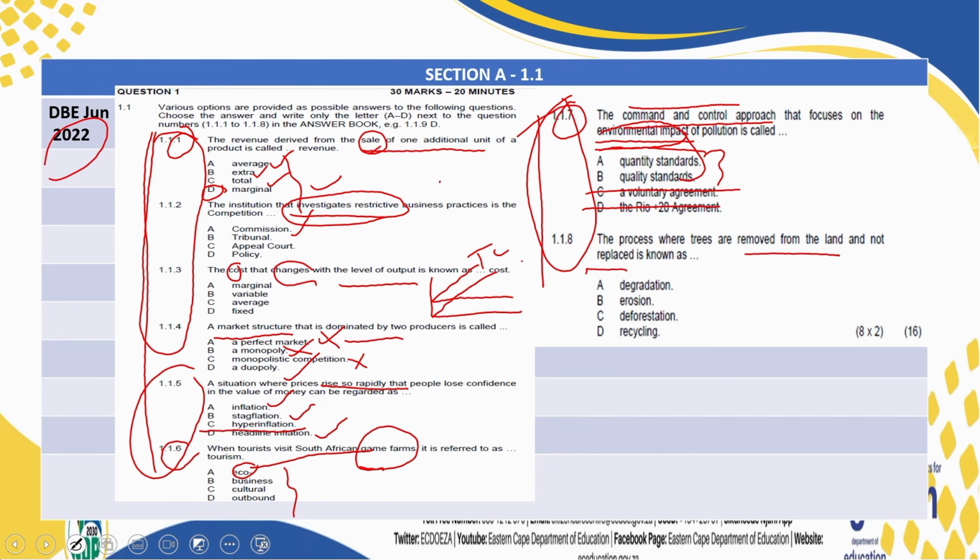1.1.8, the process where trees are removed from the land and not replaced. They are removed and not replaced. Where are we? Environmental sustainability. Let us look at the responses: degradation, erosion, deforestation, recycling. Now, we want removal. Obviously, deforestation. D means you are removing. So it should be deforestation. We are removing this forest. We are removing these trees. So it should be deforestation.